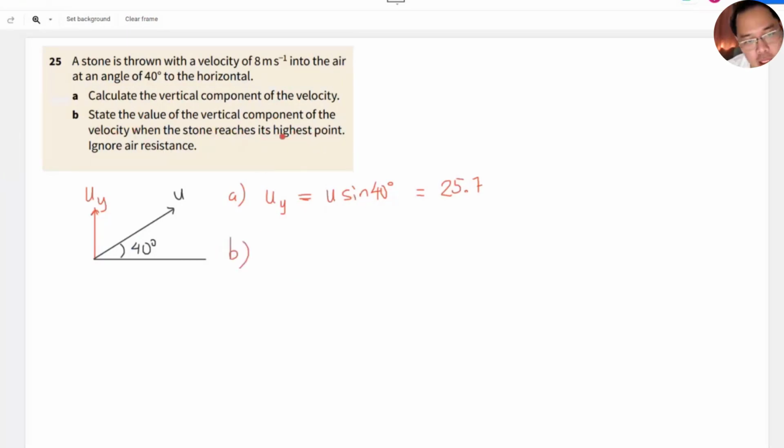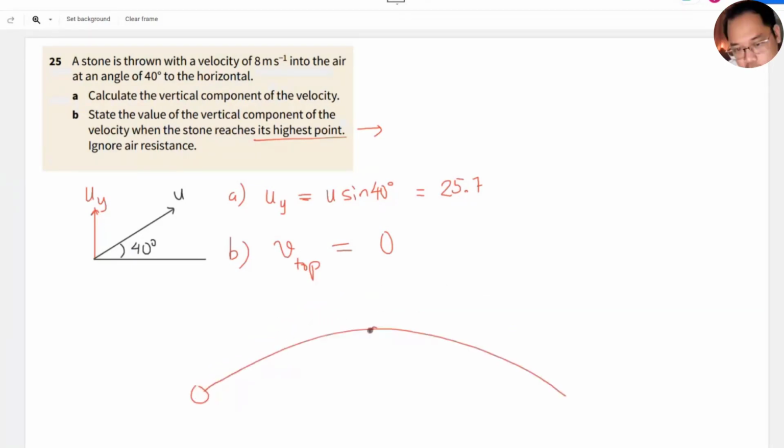Ignore air resistance. At its highest point, the velocity at the top is 0. The ball goes like this, a parabola, to draw a parabola. When you go to the top here, the vertical component of the velocity becomes 0. There's only the horizontal component left.